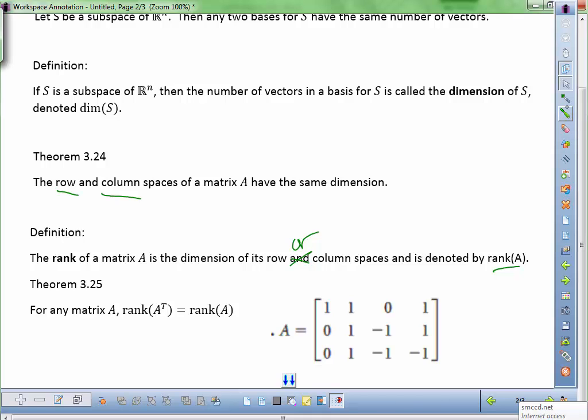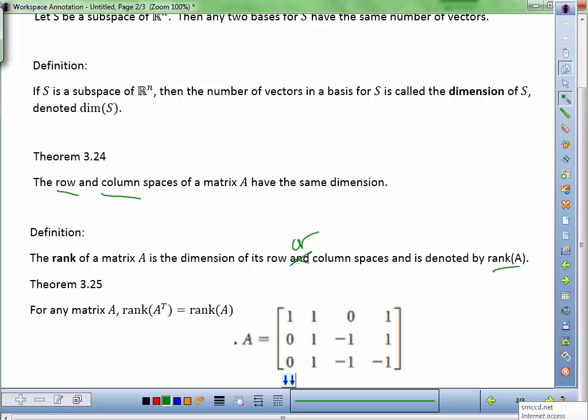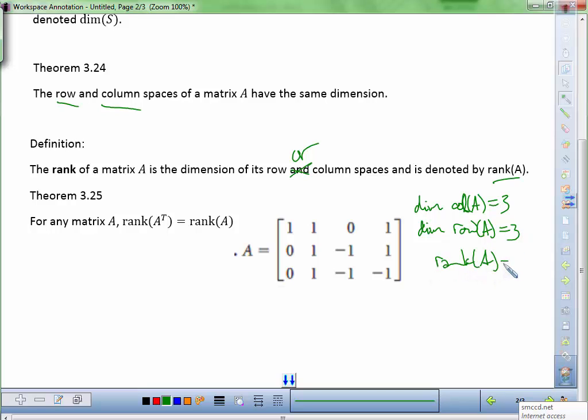So this one, we already talked about this matrix. We did the same matrix example on the previous page, so let's just briefly apply what we're talking about here. So we know that the dimension of the column space is equal to 3. The dimension of the row space is equal to 3. And that is exactly what the rank is.